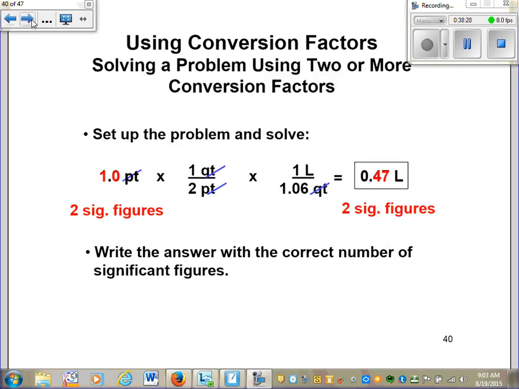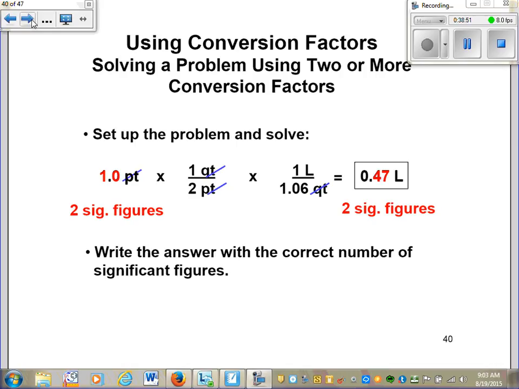So we start off with pints times 1 quart for 2 pints. So these labels cancel. Quarts, we're going to liters. Quarts is on the top in the second, so it goes on the bottom in the third, going with the 1.06. You do the plug and chug in your calculator, and it'll spit out an answer.